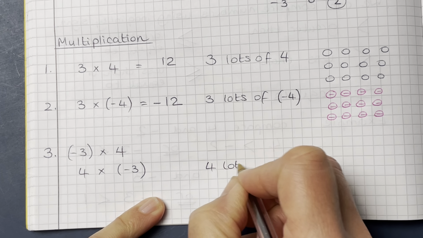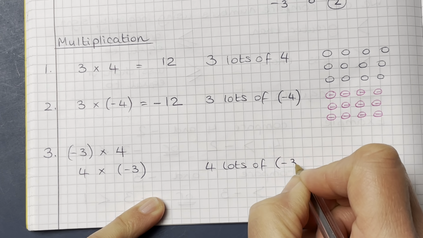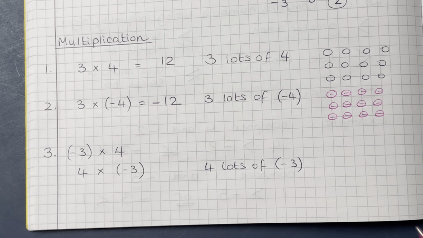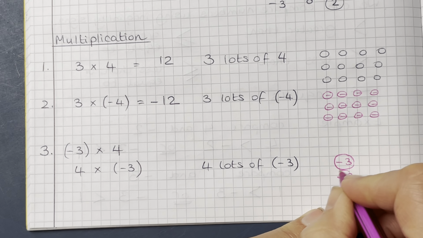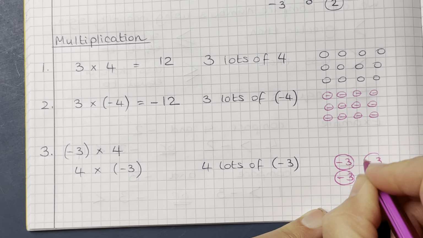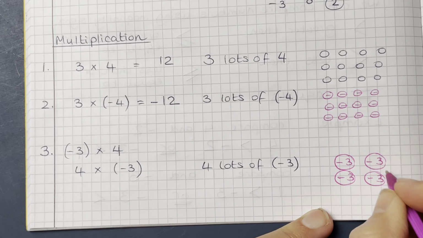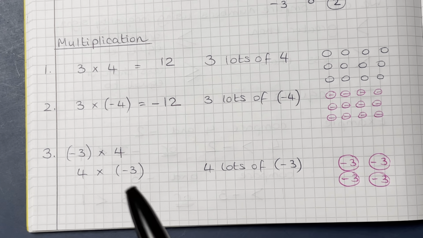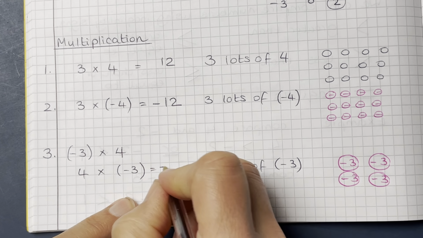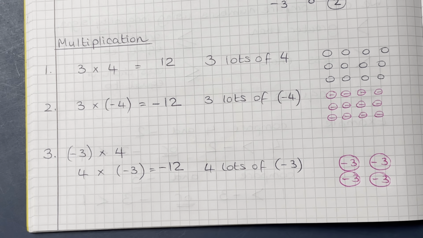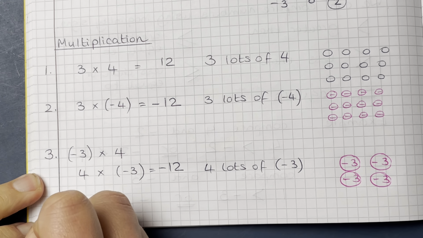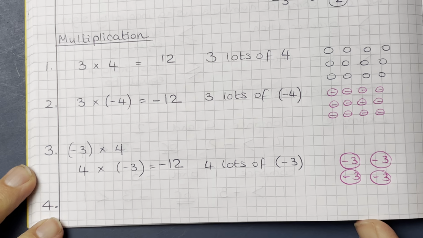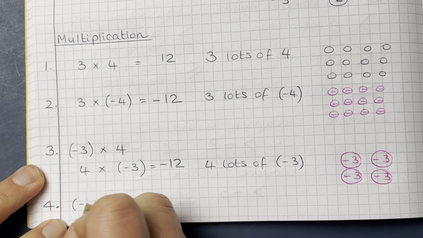4 lots of -3. And this time, instead of writing them all out, I'm just going to write -3. That's 1 lot. -3, 2 lots. -3, 3 lots. -3, 4 lots. So again, I can see that my answer, 4 lots of -3, gives me -12.